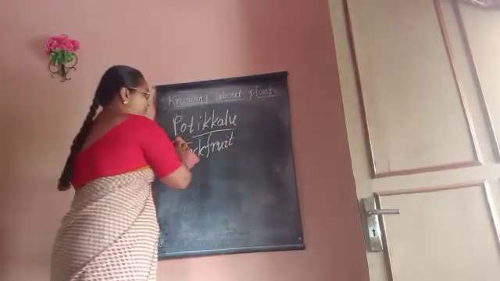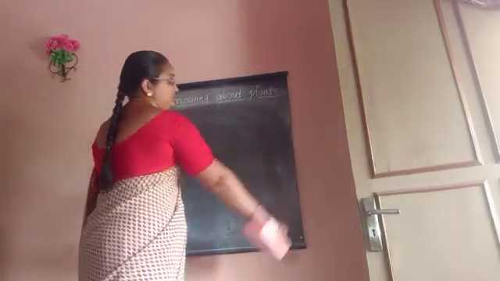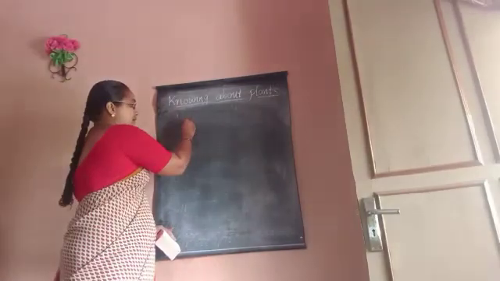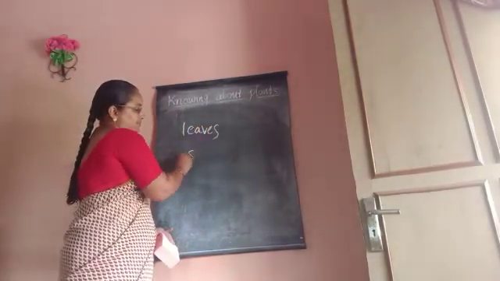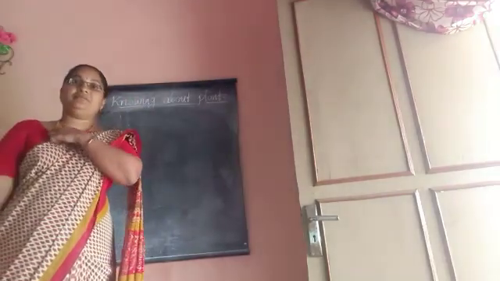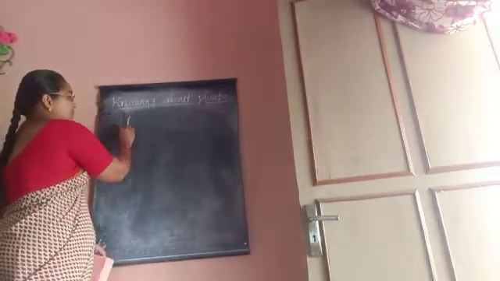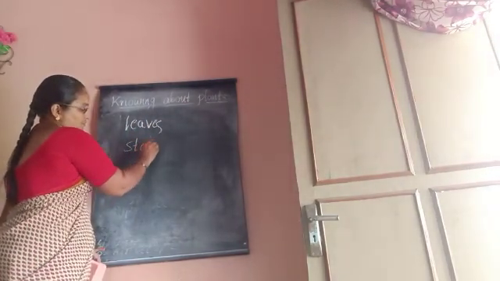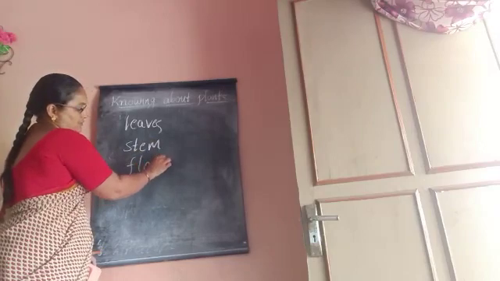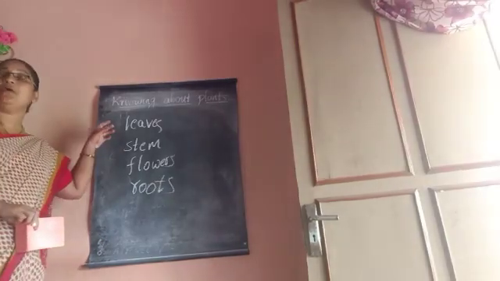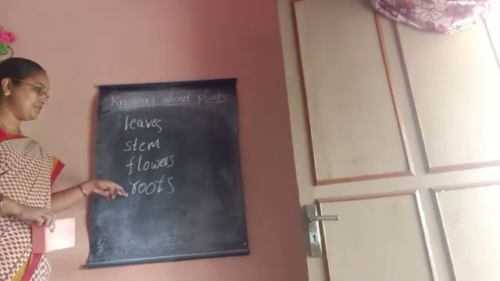Plants have parts like leaves, stem, flowers and roots. Most of the plants have the parts leaves, stem, flowers and roots.